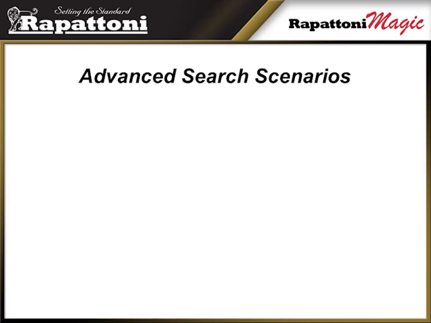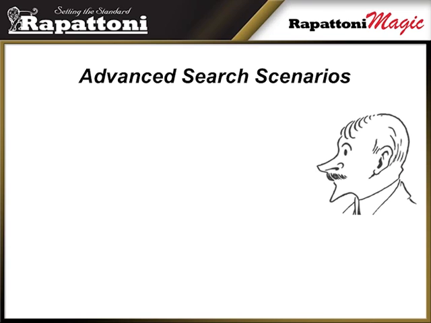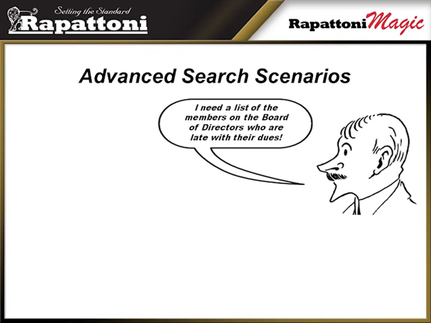So let's talk about some advanced search scenarios that you might come across. First, you have your EO walking in, very demanding, saying, I need a list of the members on the board of directors who are late with their dues. Oh, hang on a second.